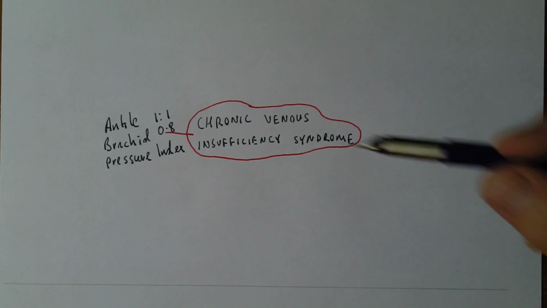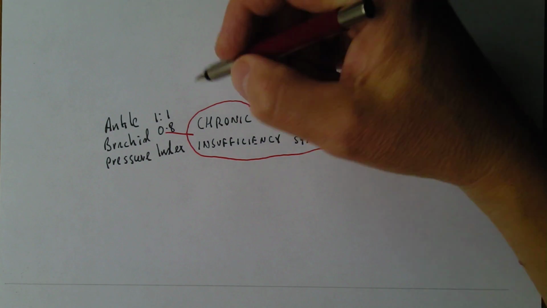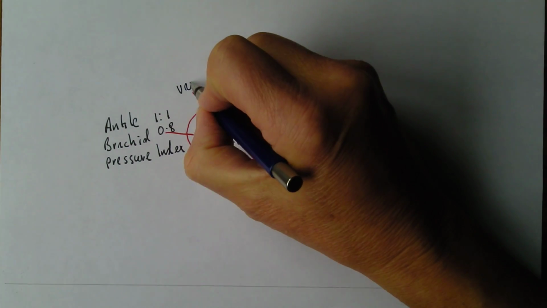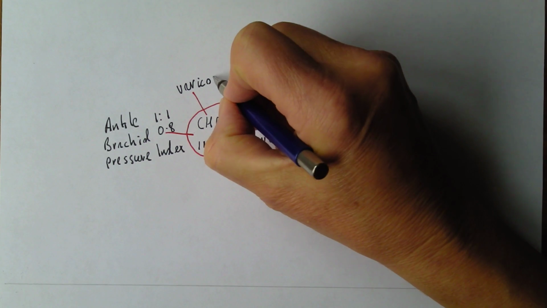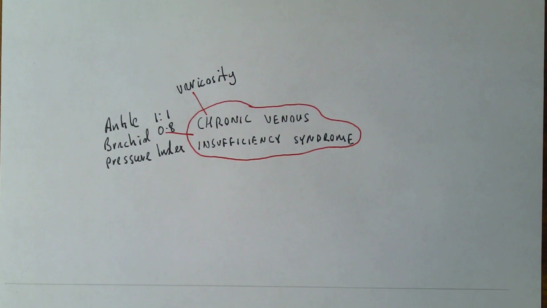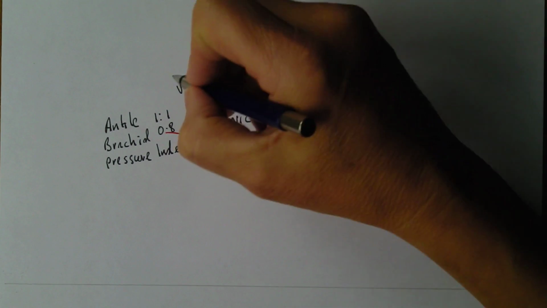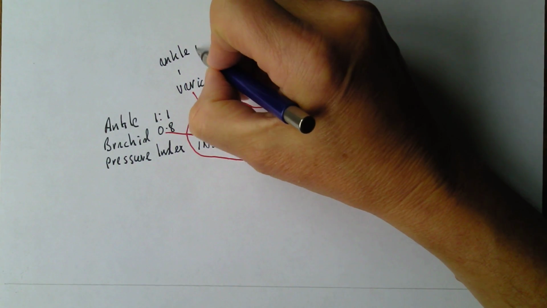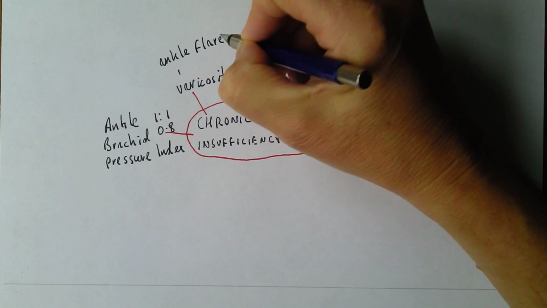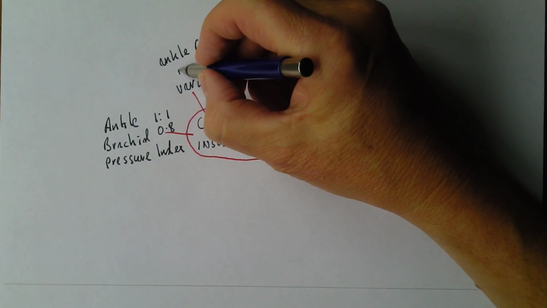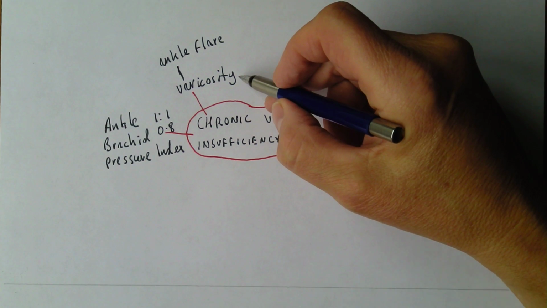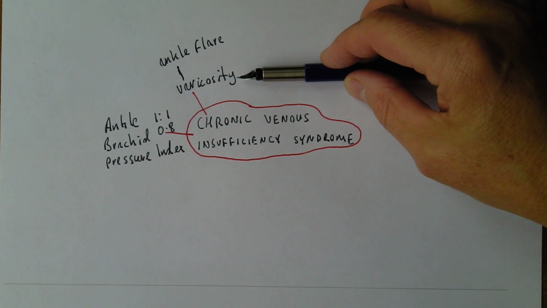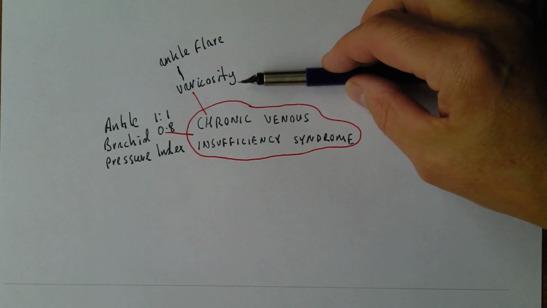Now, another feature that we can get is varicosities, varicose veins. And we can also get another feature called an ankle flare. Now varicosities are the tortuous dilated superficial veins, the varicose veins that we see in the leg. You can actually get varicose veins in other parts of the body, in the esophagus for example, esophageal varices. But here we're talking about the legs.